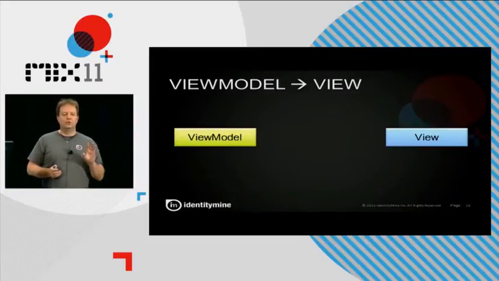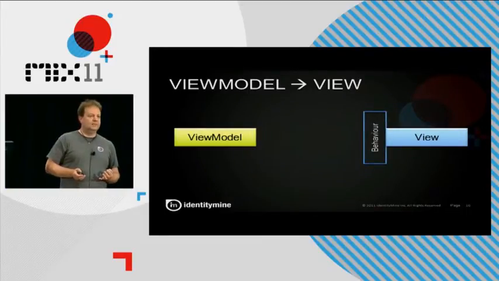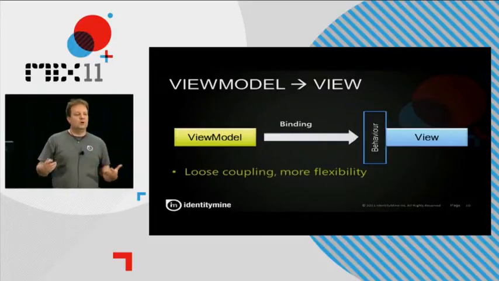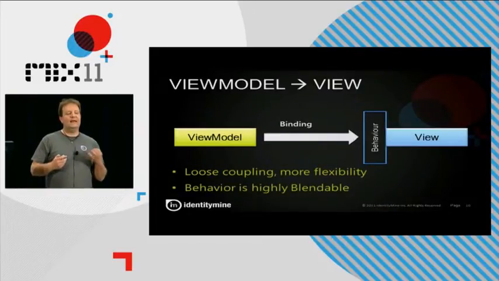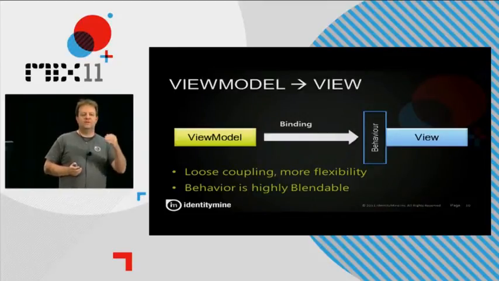Instead, I'm going to show you two strategies. The first strategy is going to use a behavior. Behaviors are small pieces of code behind which are encapsulated and reusable. We are going to connect to the behavior using a binding. So this is a loose coupling, and also it's highly blendable. Okay? You can drag and drop your behaviors in Blend and configure them in the properties editor visually.